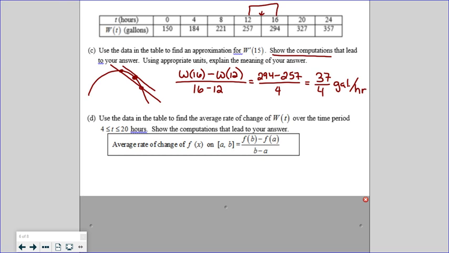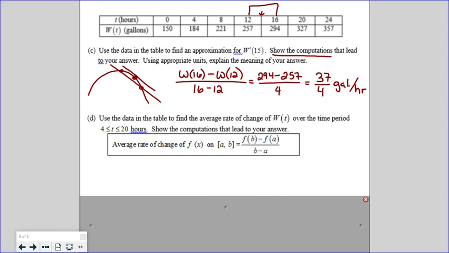Okay. And then they again kind of prompt us on this one, but it says use the data in the table to find the average rate of change, and then they give us an interval to use. Over the time period from 4 is less than or equal to t is less than or equal to 20 hours. Show the computation that leads to your answer. It's that same formula we just used.